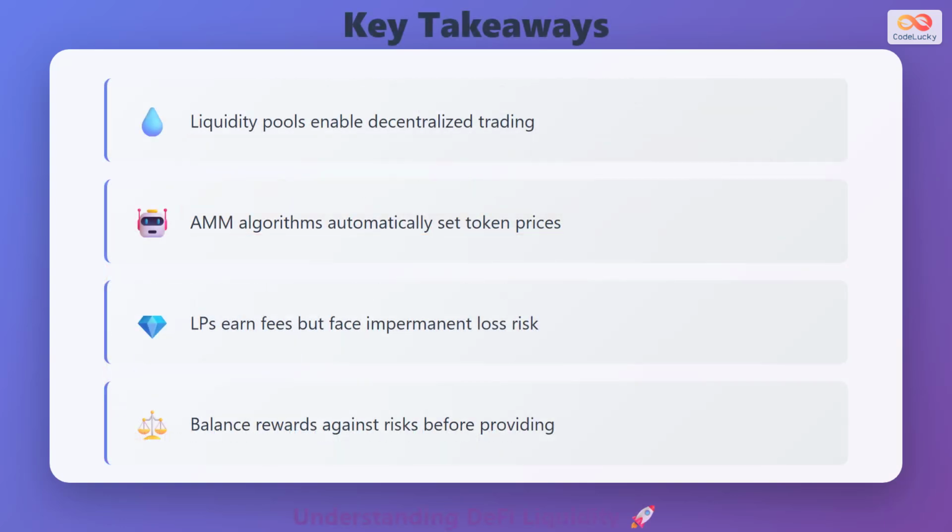Let's recap the key points. Liquidity pools are the foundation that enables decentralized trading without traditional exchanges or order books. Automated market maker algorithms use mathematical formulas to automatically set token prices based on supply and demand. Liquidity providers deposit token pairs and earn trading fees as passive income, but they also face the risk of impermanent loss when token prices diverge. Before providing liquidity, it's crucial to balance the potential rewards against the risks. Understanding these concepts is essential for anyone looking to participate in DeFi.